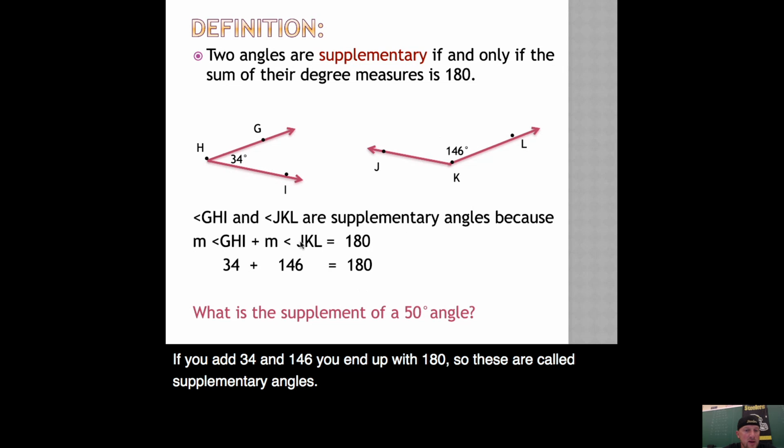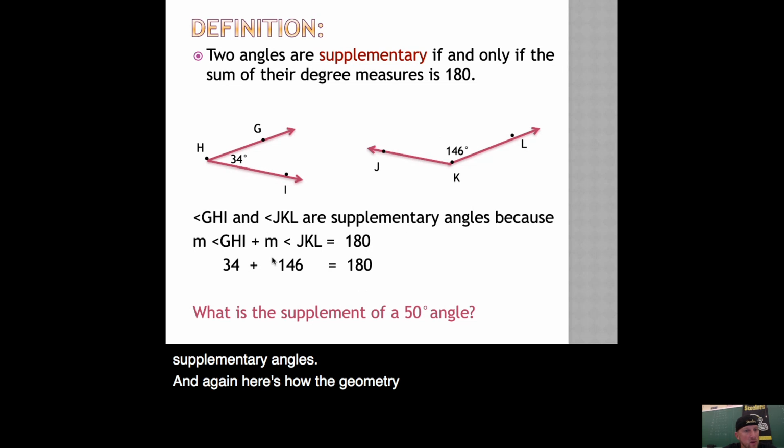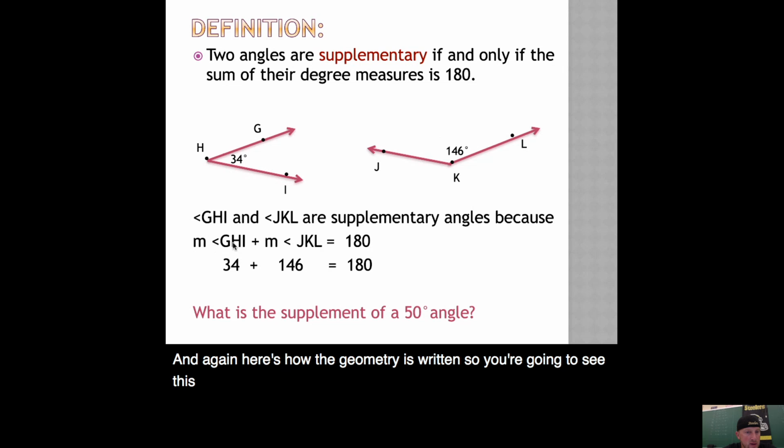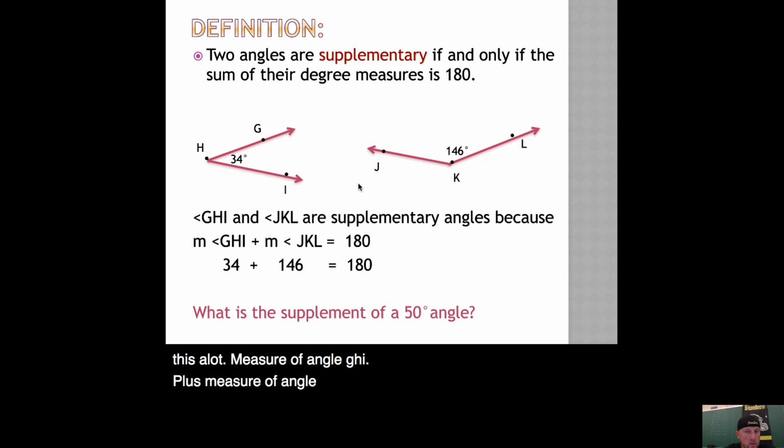Okay, and again, here's how the geometry is written. So you're going to see this a lot. Measure of angle GHI plus measure of angle JKL. That's this guy. Equals 180. So it's important to know how to read that.